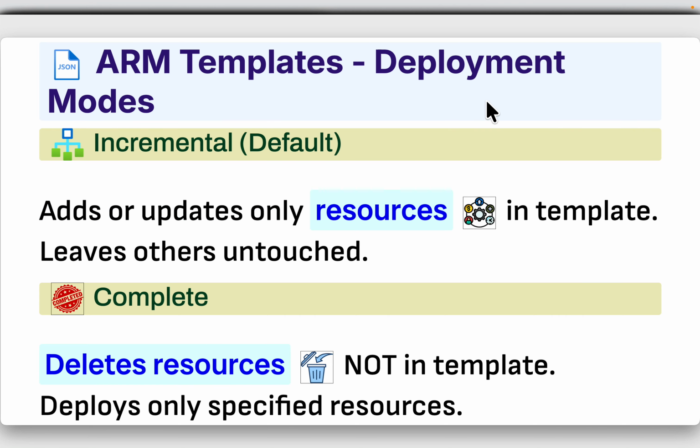ARM templates. There are two deployment modes. The first one is incremental, which is the default. This will add or update only resources in the template and leaves others untouched. The next type is complete. This deletes resources not in the template and deploys only the specified resources.